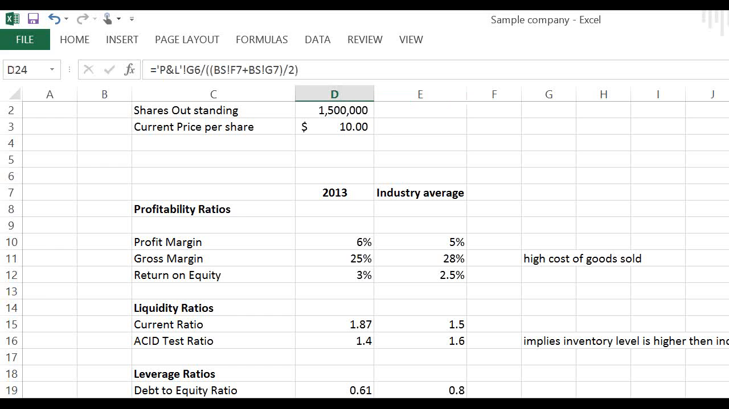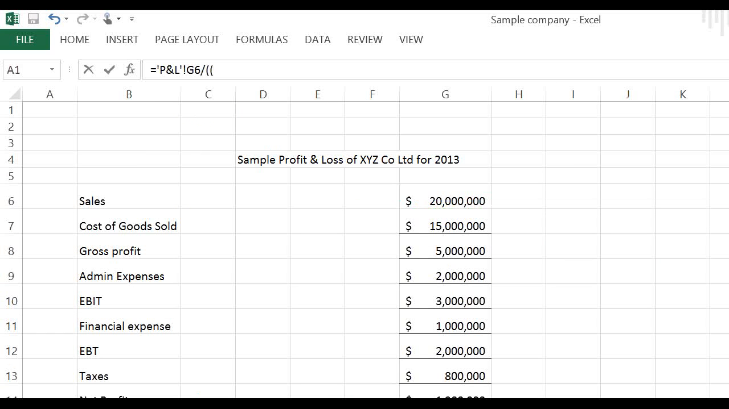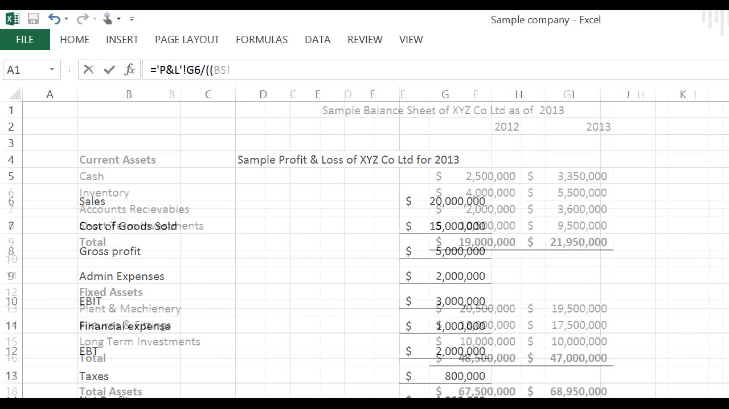Next ratio is accounts receivables turnover. We know the ratio is sales divided by average receivables. Press equal to. Go to the profit and loss sheet. We click on the sales tab. Divided by. We'll open brackets to take an average of accounts receivables. So we click on the accounts receivable for 2012. We add it with accounts receivable 2013. Close bracket. Divided by 2. Close the bracket again. And we get an accounts receivable turnover of 7.1.